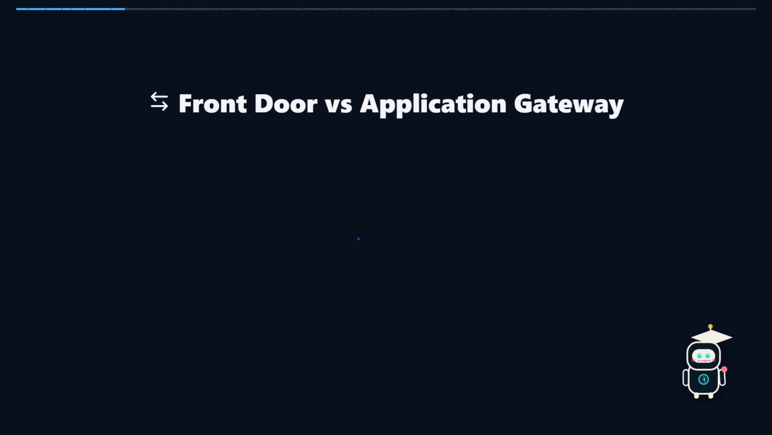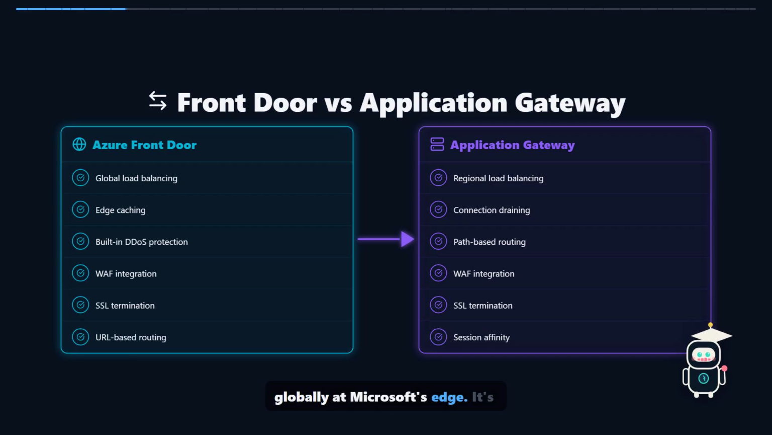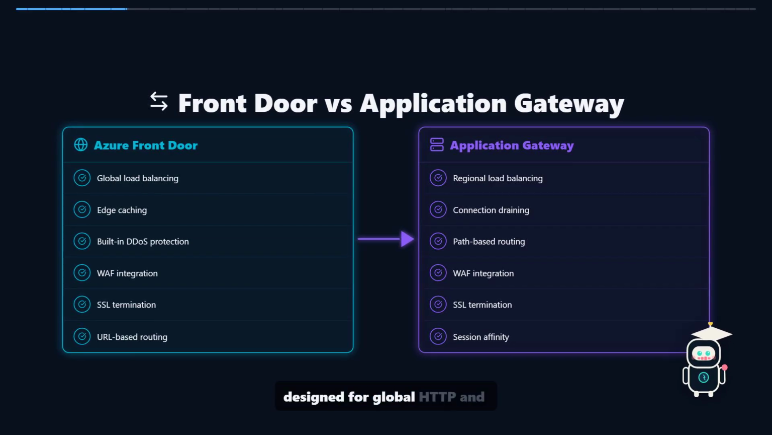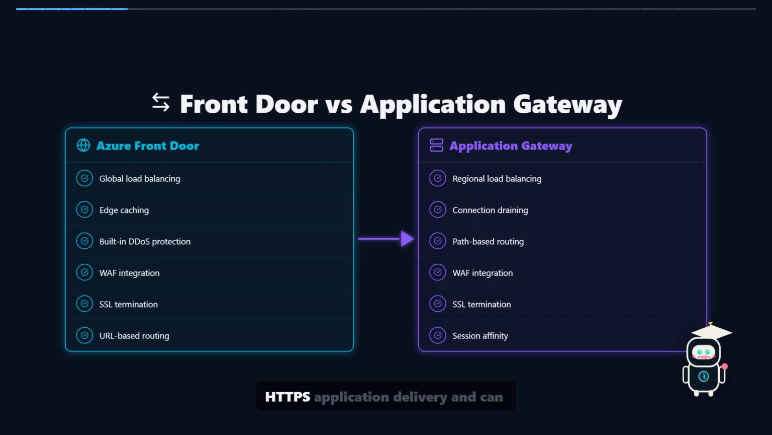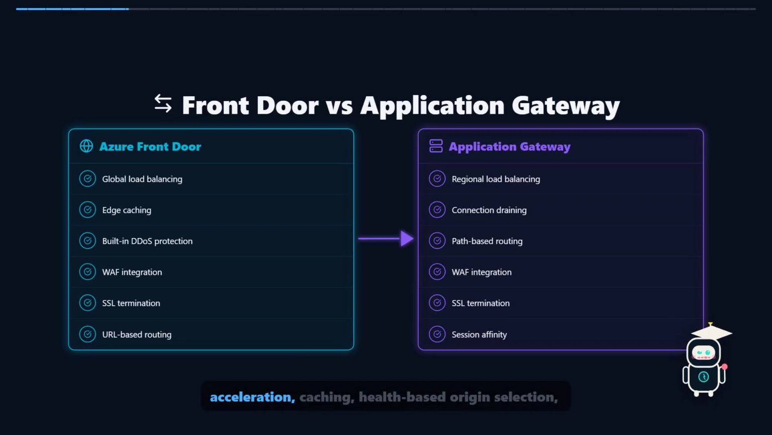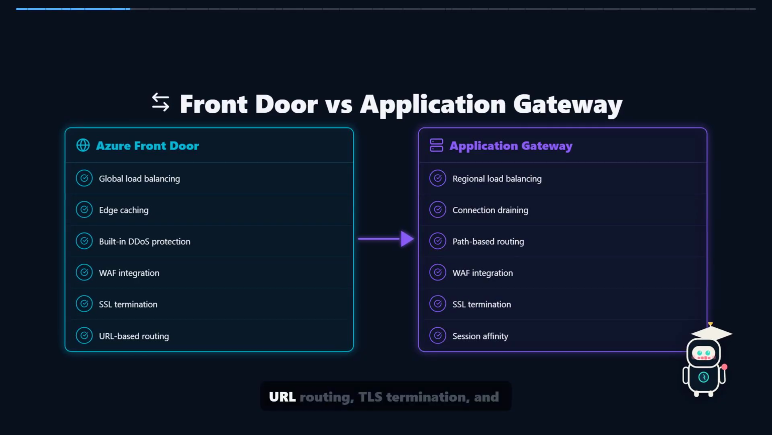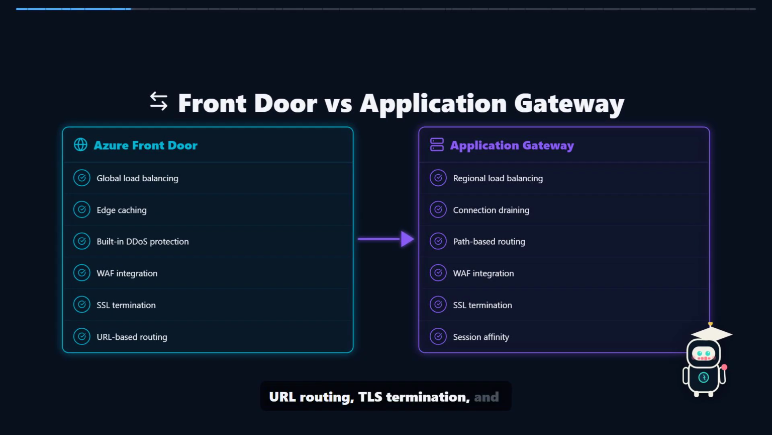Let's put them side by side. Azure Front Door operates globally at Microsoft's edge. It's designed for global HTTP and HTTPS application delivery and can provide capabilities such as edge acceleration, caching, health-based origin selection, URL routing, TLS termination, and WAF.